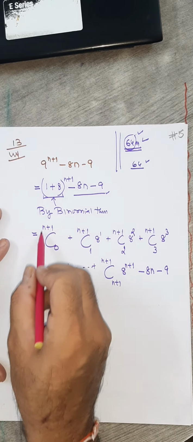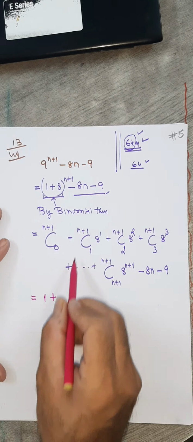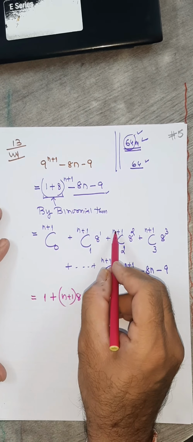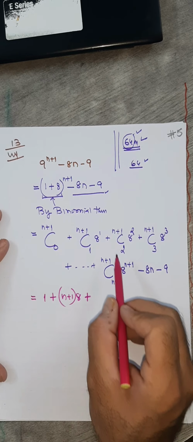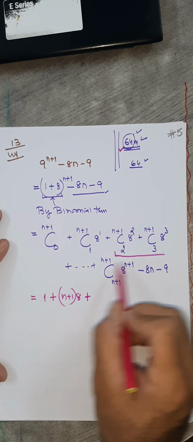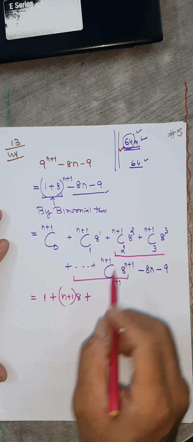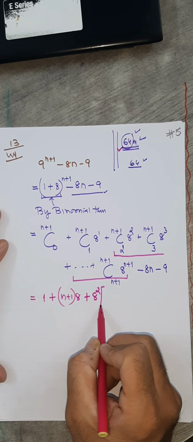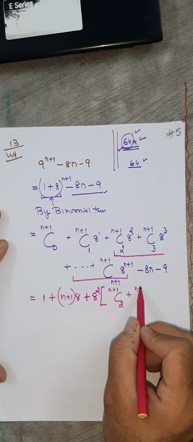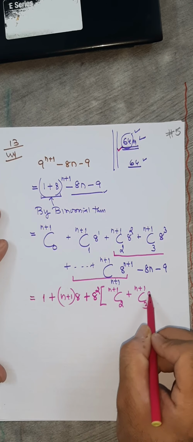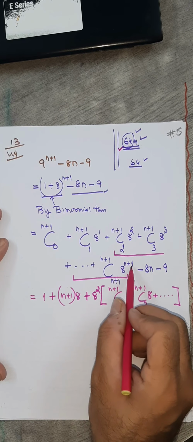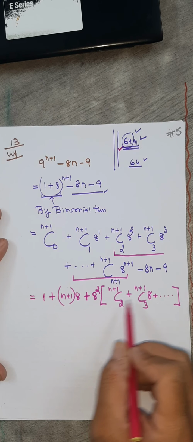Now this is equals to n plus 1 C0, which is always 1. n plus 1 C1 is n plus 1 into 8. What about this? Now onwards, no need to simplify. From this term onwards till this last term, you will find 8 square common. So I'll take 8 square common. So here what we'll get? n plus 1 C2 plus n plus 1 C3 into 8, and so on. Actually if you take 8 square common, we'll get 8 raised to n minus 1. But that's not important. We can write dot dot dot.